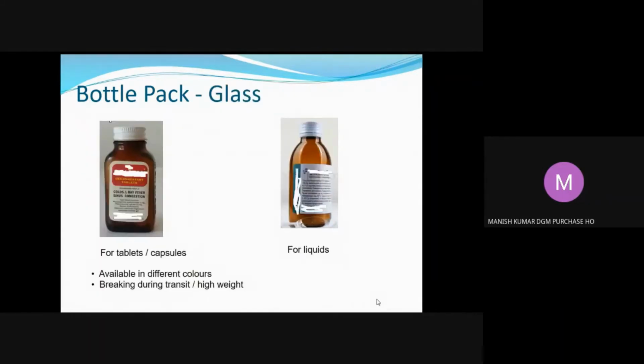Tablets, in early days, used to come in the glass bottles. Now there are many liquid syrups still coming in the glass bottles. It is available in different colors, amber, green, or transparent. But the drawback is the breakage during transit and the higher weight, because of that, it increases the logistic cost.